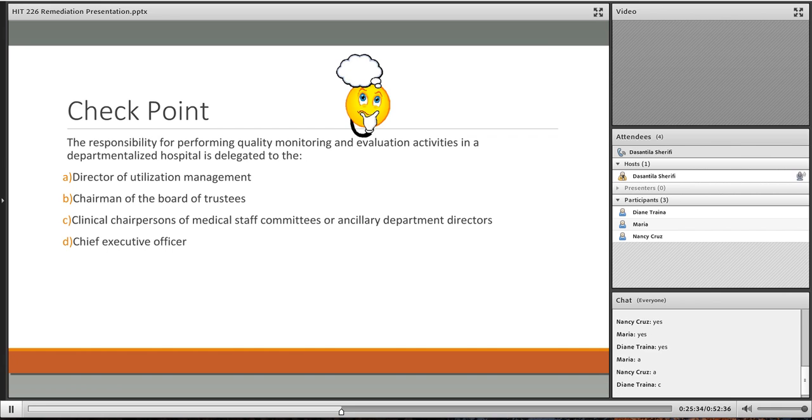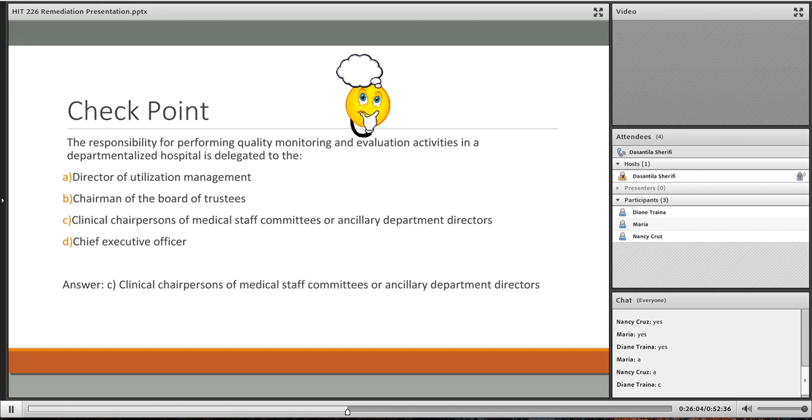And I see some answers. The correct one is C. Yes. All right. So clinical chairpersons of medical staff committees or ancillary department directors. Okay. So because there's so many departments, and remember early on we established that quality and performance improvement is done as a team, right? These teams are composed of people from different departments, right?